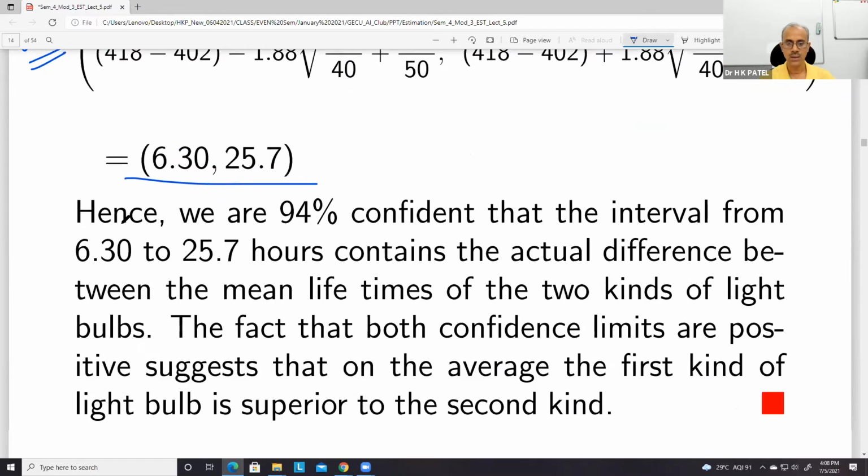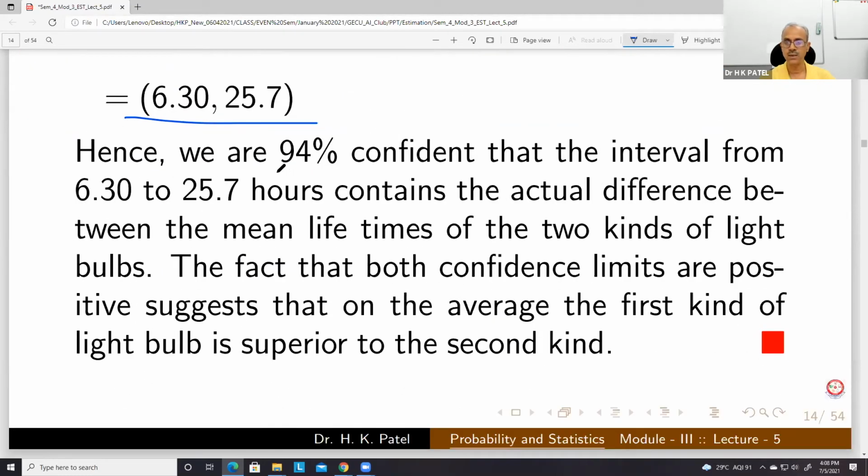6.3025.7. And therefore what we can say is that we are 94% confident that the interval from this to this hours contains the actual difference between the mean lifetimes of the two kinds of light bulbs. So this is just a physical interpretation of the problem. So we are finding the confidence interval for the difference of means, the difference of the mean lifetime of two kinds of light bulb.